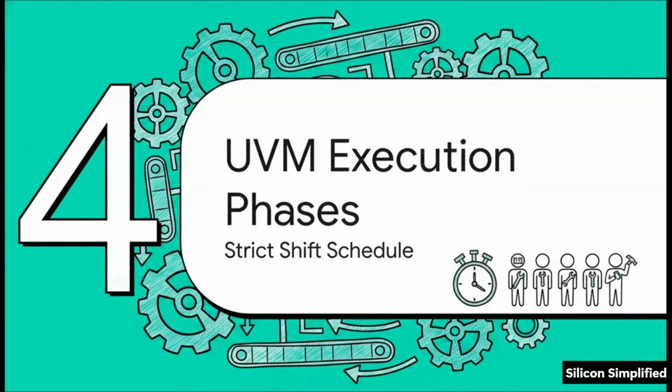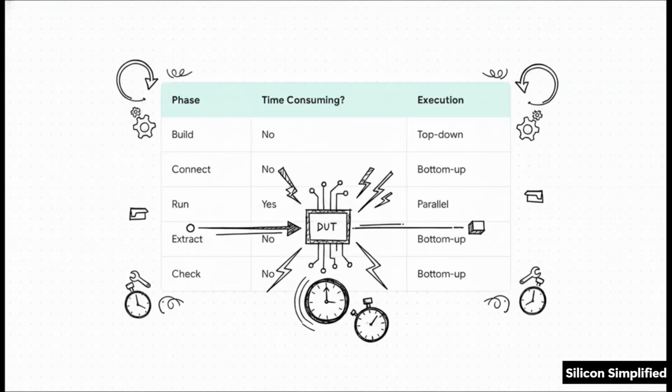Now, with all these factory components working together, we need a really strict shift schedule to make sure no worker acts out of turn. That brings us to Section 4, UVM execution phases. Now, what's really interesting about this setup is the clear distinction between the setup phases and the actual simulation phase itself. Take a look at the time-consuming piece. Setup phases, things like build and connect, and even the ending phases like extract and check, they do not consume simulation time. Zero. They execute in 0 time, setting up and tearing down the topology either top-down or bottom-up.